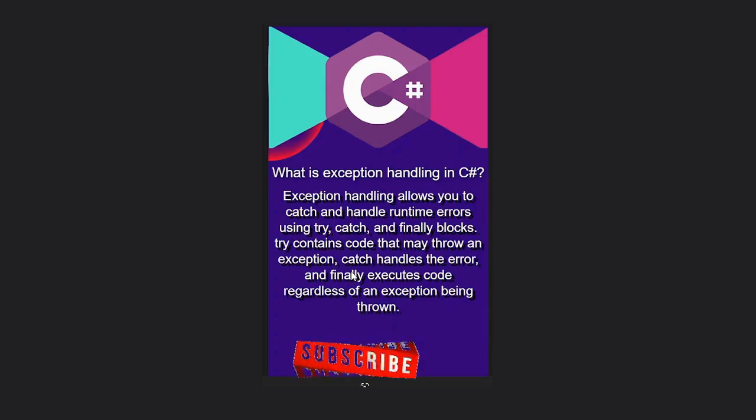What is exception handling in C#? Exception handling ensures your C# application runs smoothly. Exception handling allows you to catch and handle runtime errors using try, catch, and finally blocks.